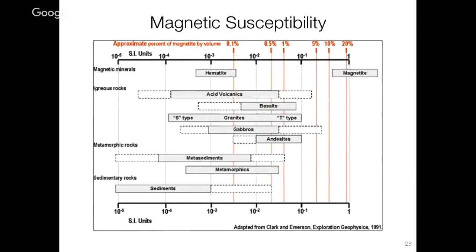The third property is magnetic susceptibility. It can vary by many orders of magnitude. Magnetic susceptibility is the ease with which a rock can acquire a magnetic field. We have large susceptibilities for things like magnetite, so this is very important for mineral applications. And it can come down to 10 to the minus 5.